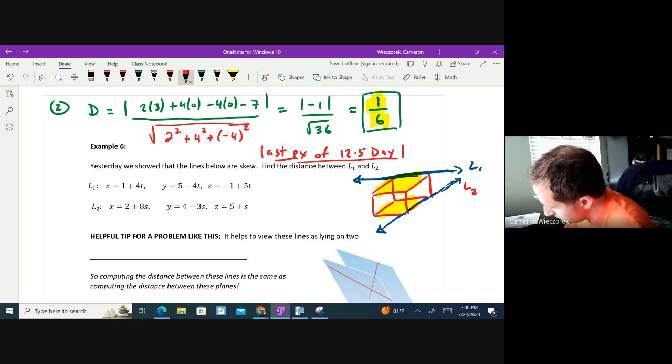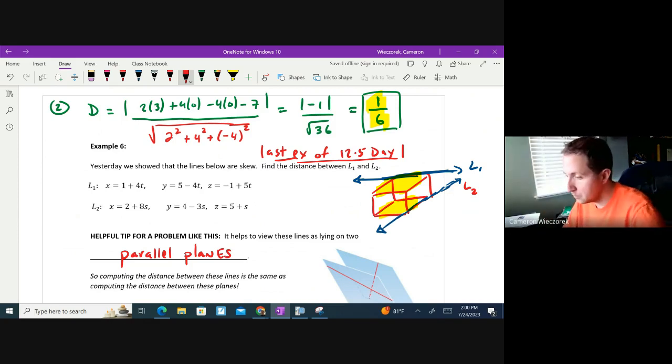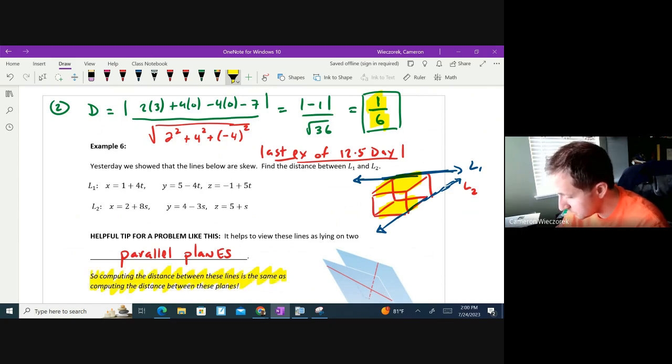Okay. So it helps to view these lines as lying on two parallel planes. That's a fun fact about skew lines. They lie in parallel planes. So if you compute the distance between the lines, it's the same as just computing the distance between those two planes. I would put a star next to this, draw a puppy next to it.